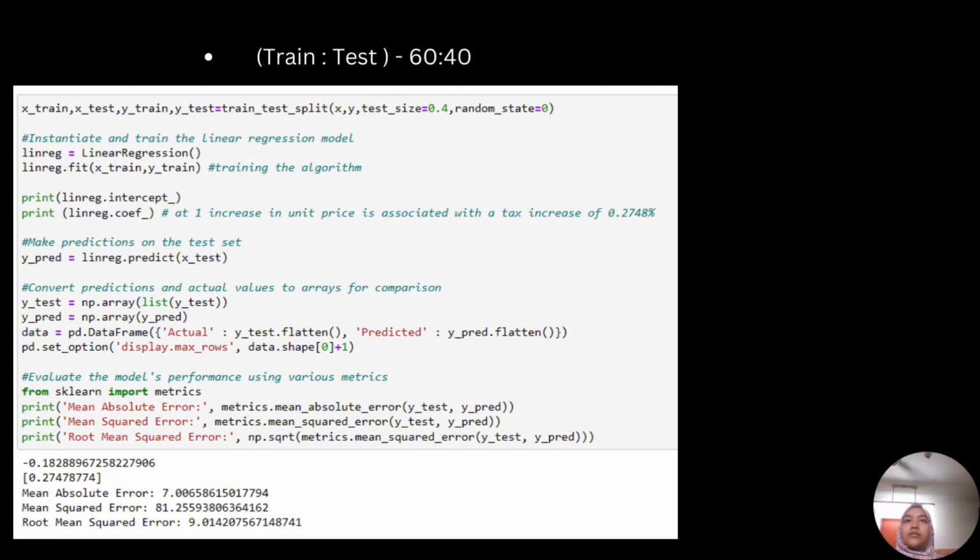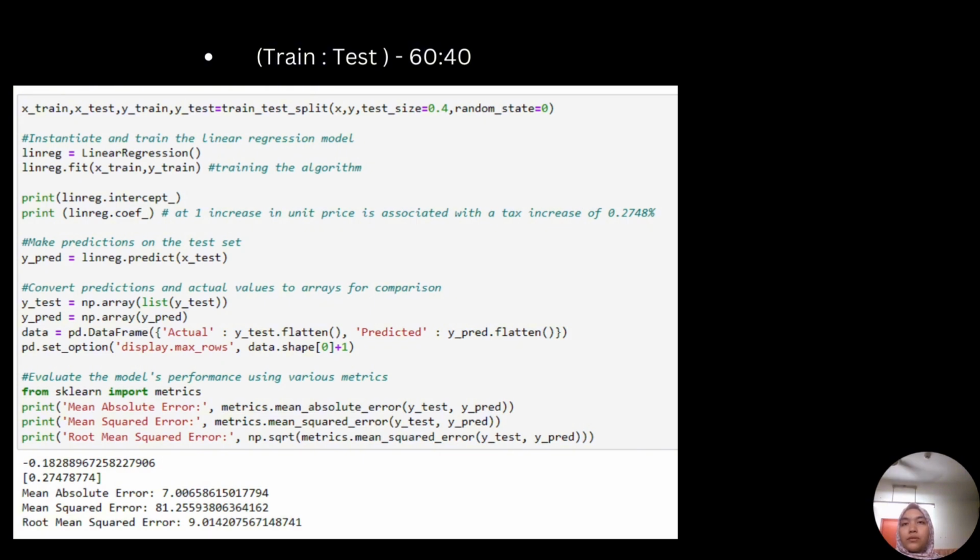Okay, so for the next train test split is for 40%, and then the test size is 0.4 and then the random state is 0. So we instantiate and train the linear regression model, and then we find the value for the linear regression intercept, which is negative 0.18288. And then the value for the linear regression coefficient is 0.2748, which means a one unit increase in unit price is associated with a tax increase of 0.2748%.